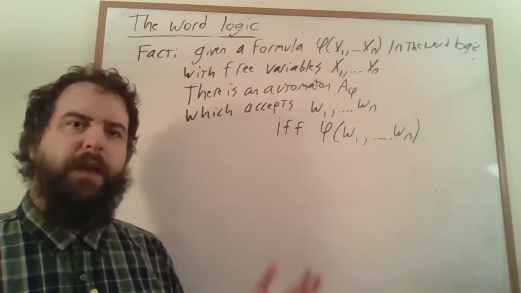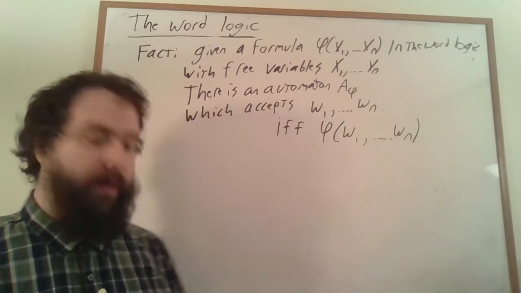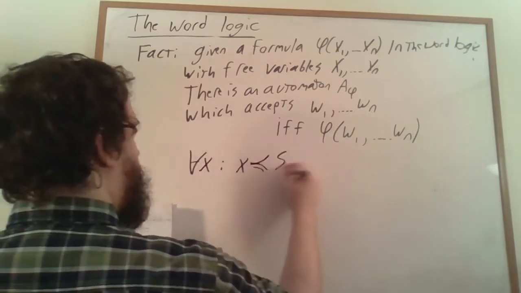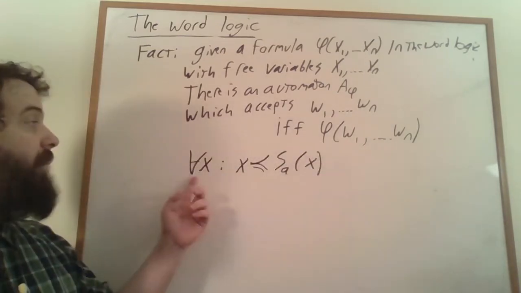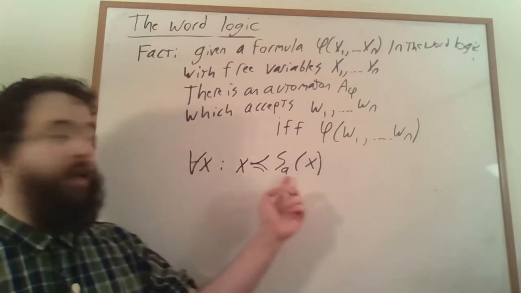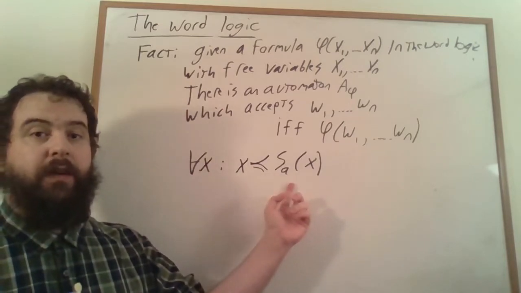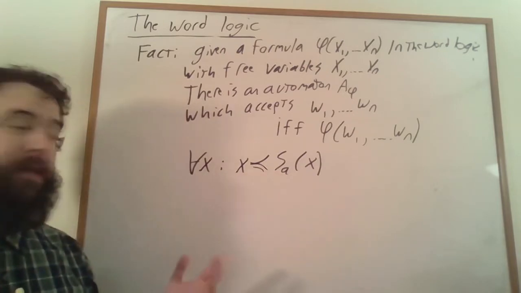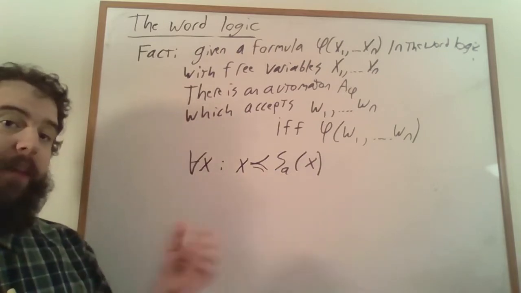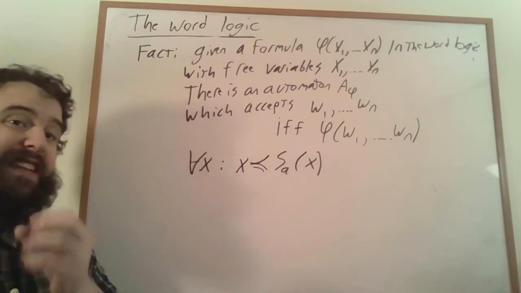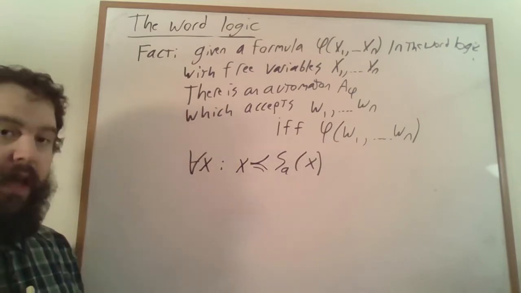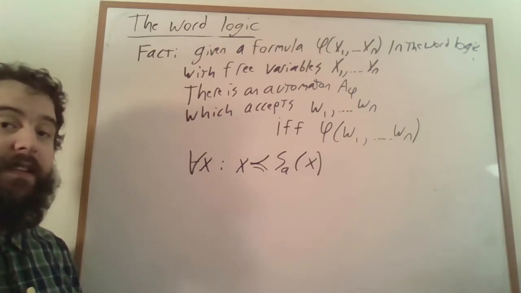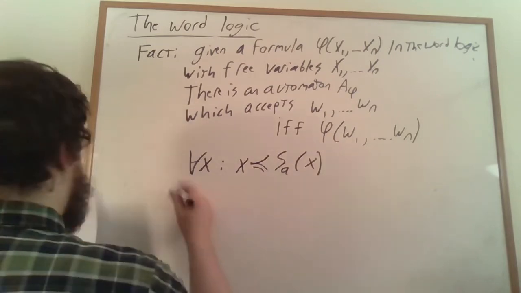So what does it mean to relationalize a formula? Well, suppose that we have a formula like this: for every x, x is a prefix of x with an A tacked on to the end. This formula has prefix and successor A going on at the same time, and we don't want that. We want to separate out all of our operations into separate atomic formulas. And we can do that by creating a new variable to represent the successor A of x.